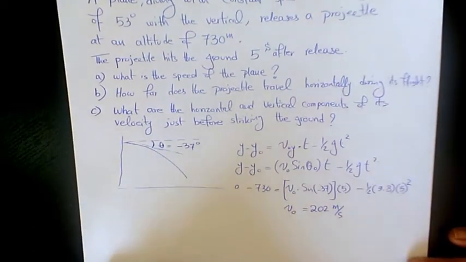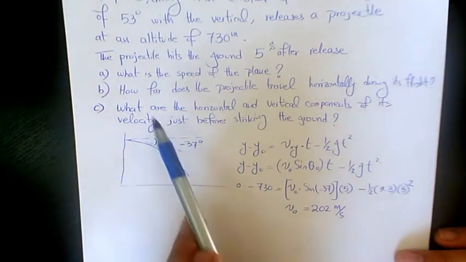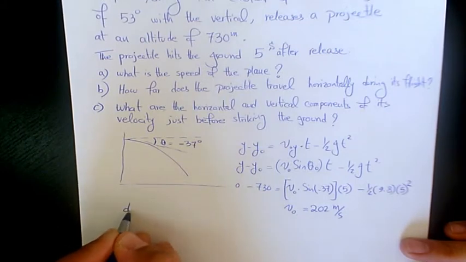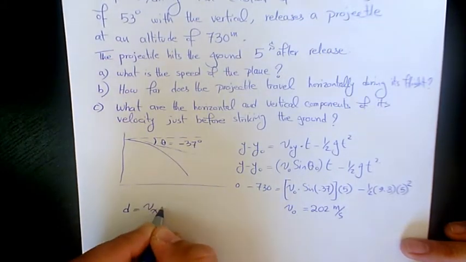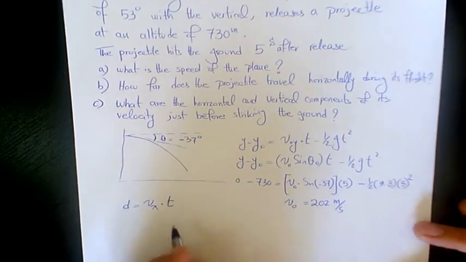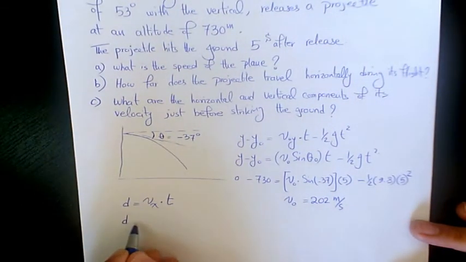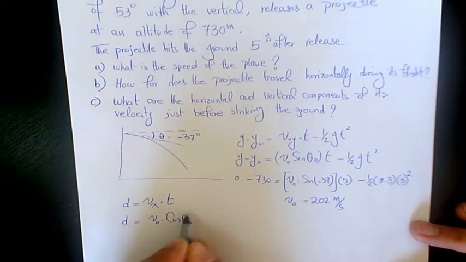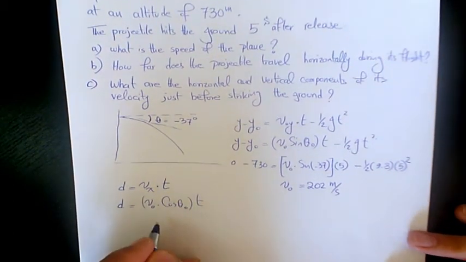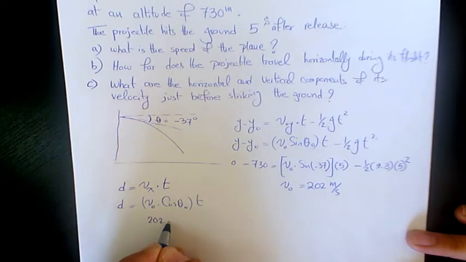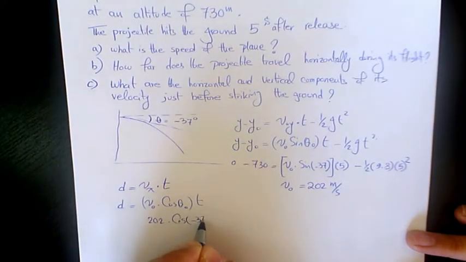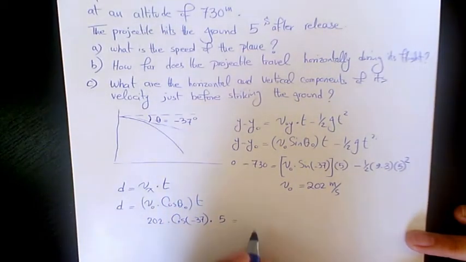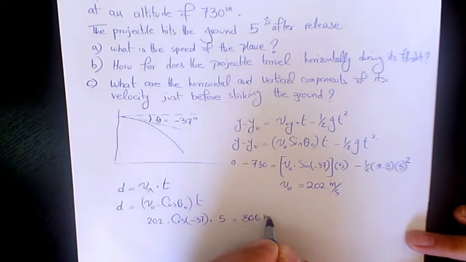Now we need to find out how far the projectile travels horizontally. So we know d equals Vx times t, the horizontal distance. So it's going to be V naught times cosine theta naught times time, which will be 202 times cosine negative 37 times 5 seconds, which will be 806 meters.